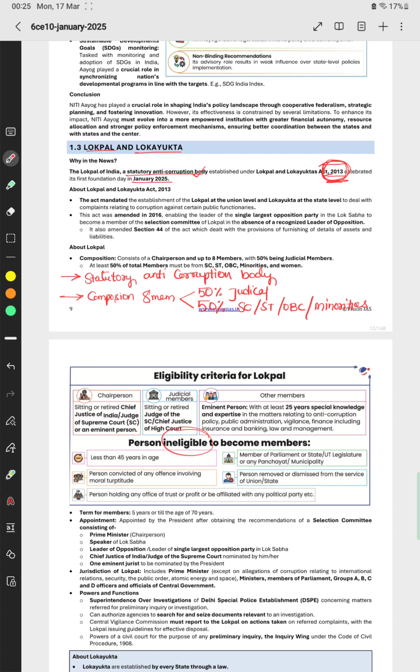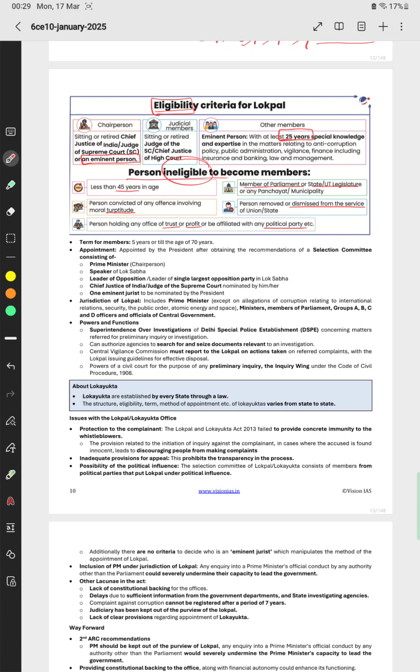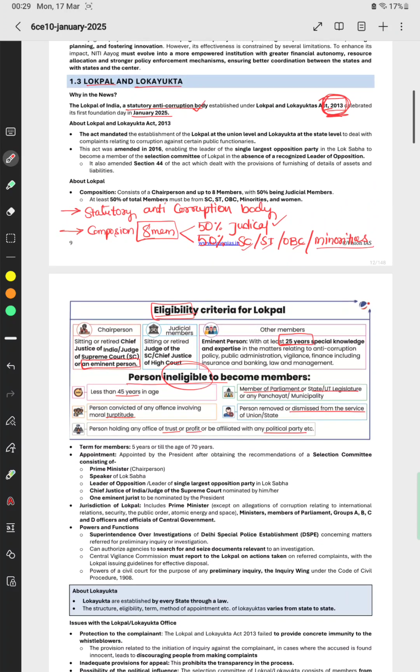So it consists of 8 members, the composition. 50% of members must belong to the judiciary, and 50% must belong to the SC, ST, OBC and minorities. There are eligibility criteria for the members, and ineligibility criteria as well. For Lokpal and Lokayukta, 50% must be judicial members. That means of the 8 members, 4 must belong to the judiciary.